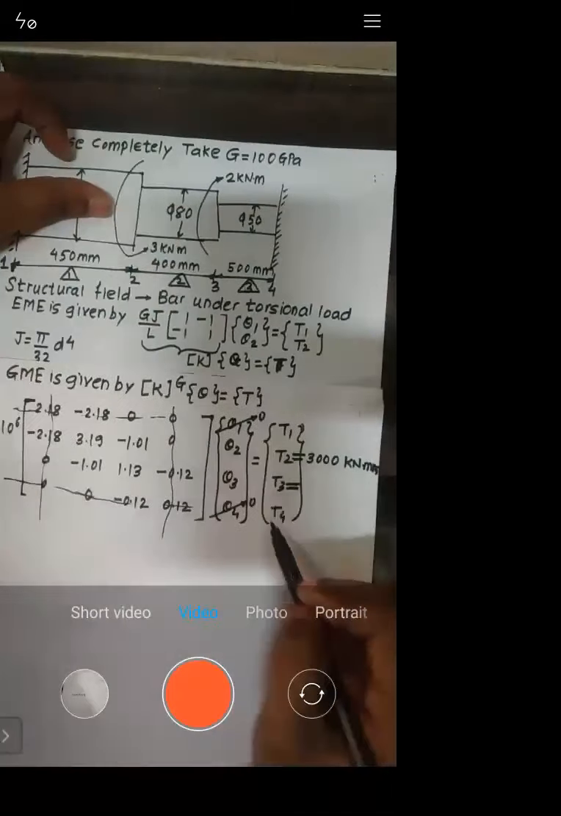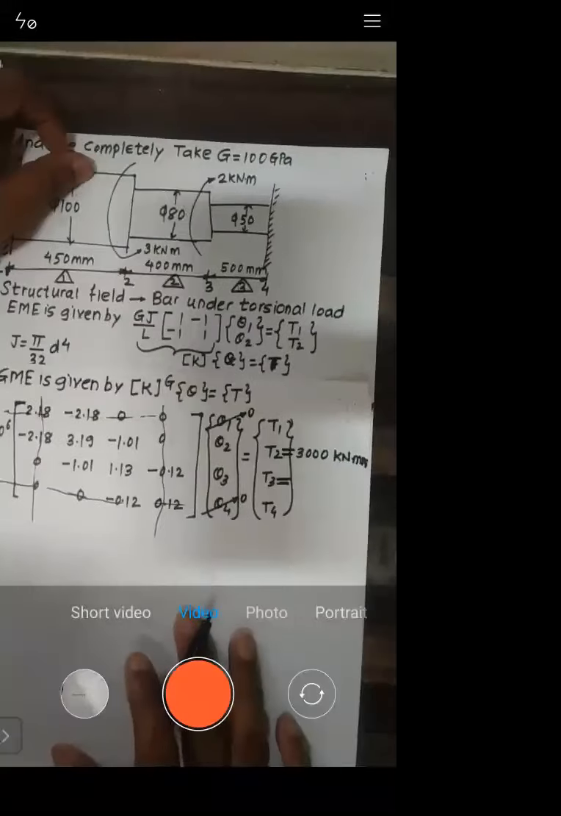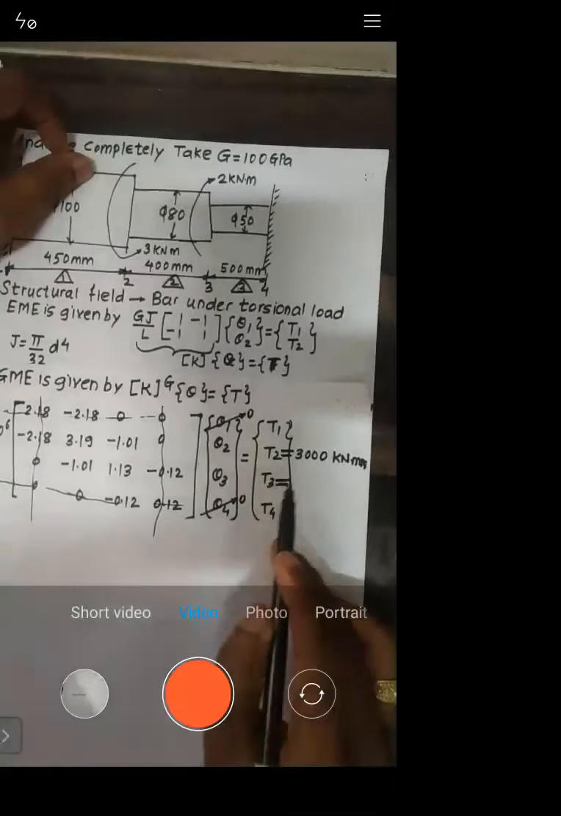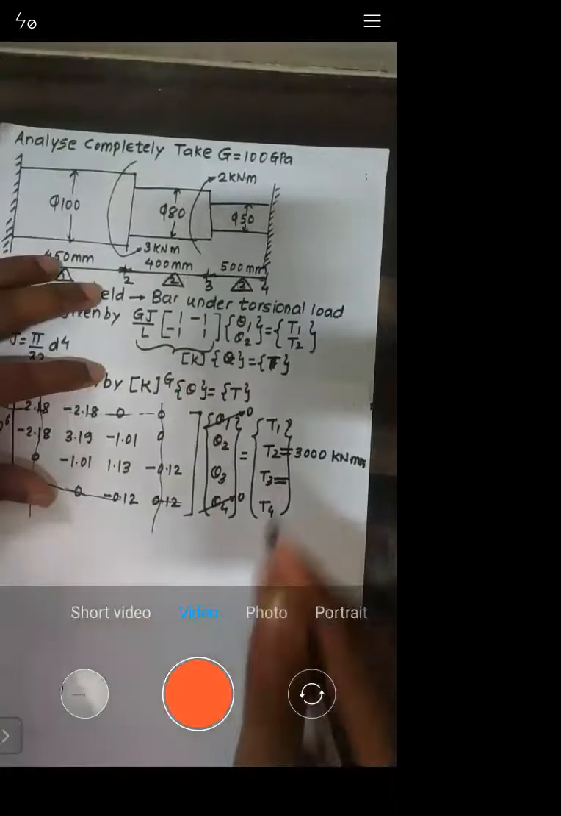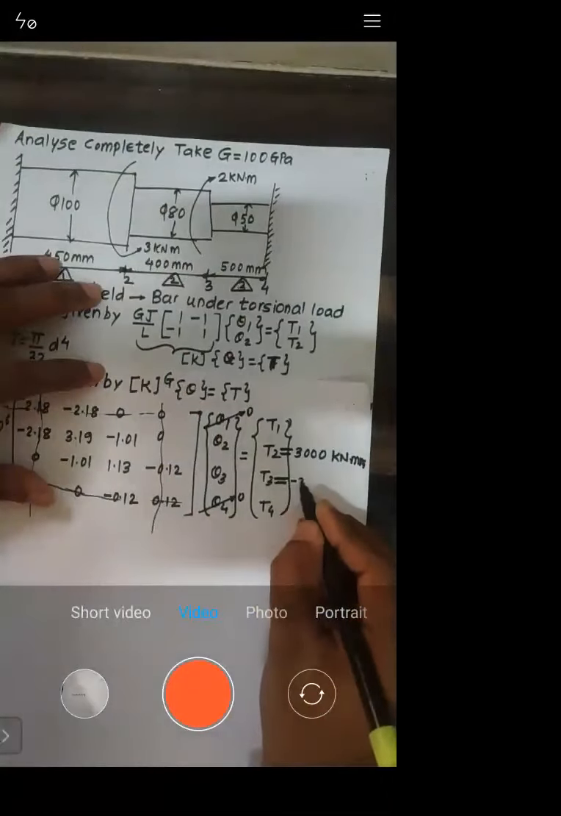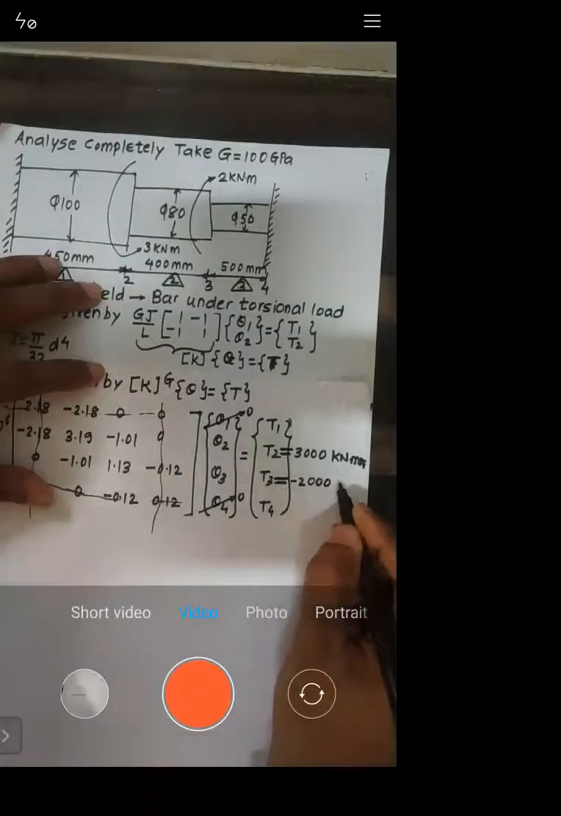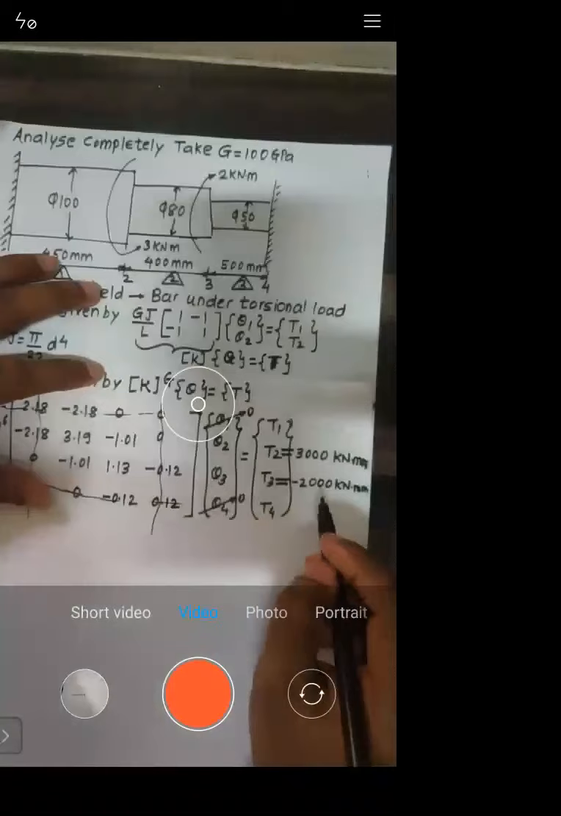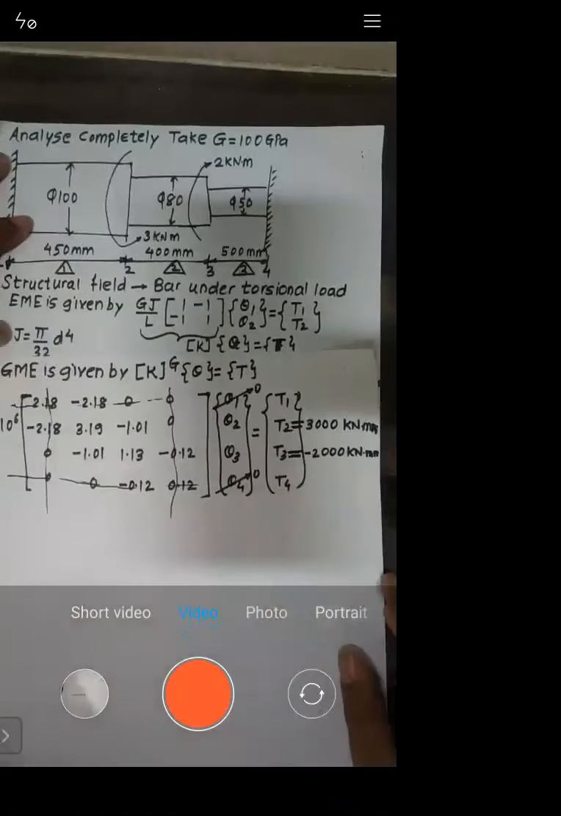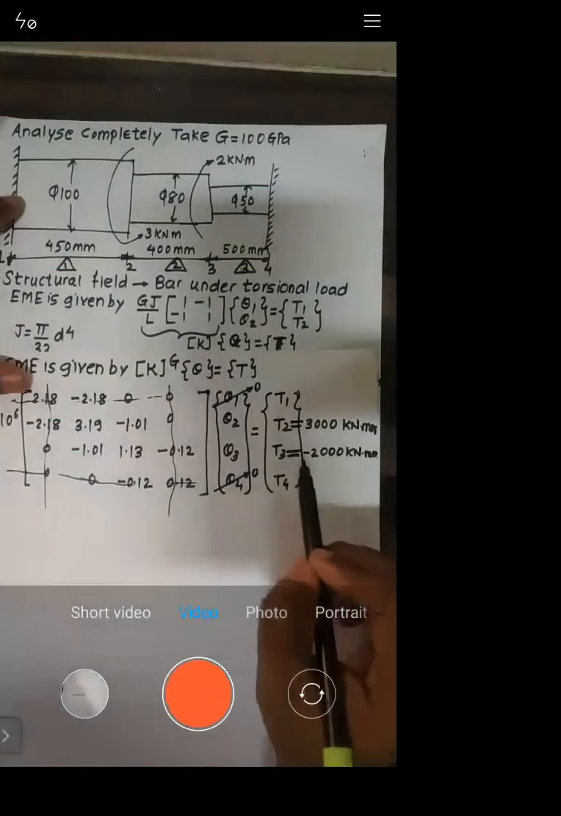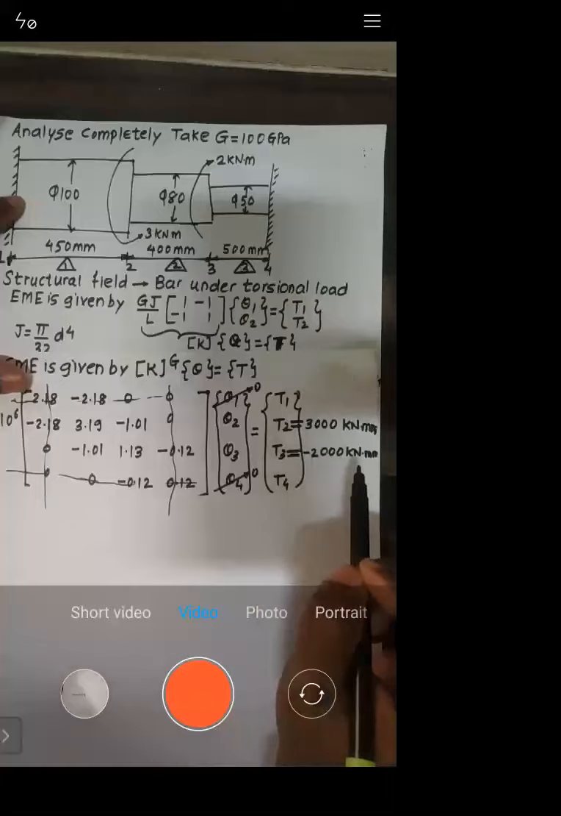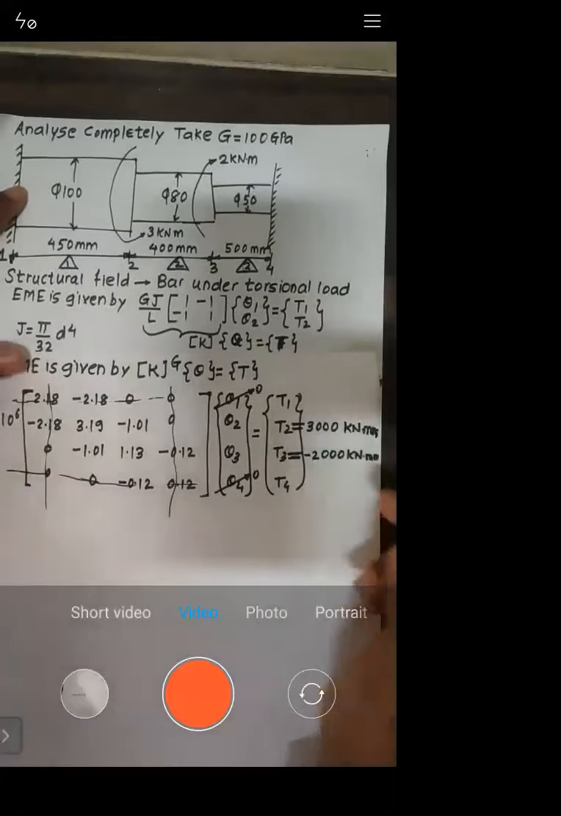Now what is the torque applied at node 3? We need to put T3. It is written as minus 2000 kilonewton mm. Why is it minus? Because it is in the clockwise direction. Anti-clockwise I have taken as positive, so clockwise I need to take as negative. I multiply it by 1000 to convert this into mm.